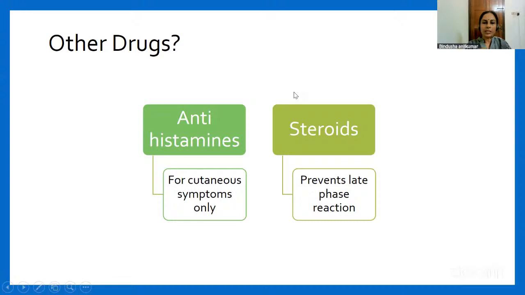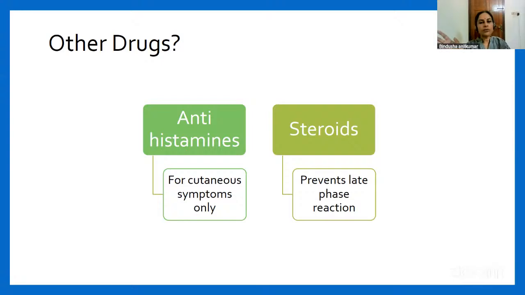But the usual drugs that children receive when they are brought to the casualty or emergency room are antihistamines and steroids. What is the role of these drugs? Antihistamines are effective only for the cutaneous symptoms. They do not have any effect on the other manifestations, which are the life-threatening manifestations. So it's not that it should not be given, it may be given, but the first drug is always adrenaline. After giving adrenaline and stabilizing the patient with oxygen and IV fluid, then only is there any role for antihistamine.